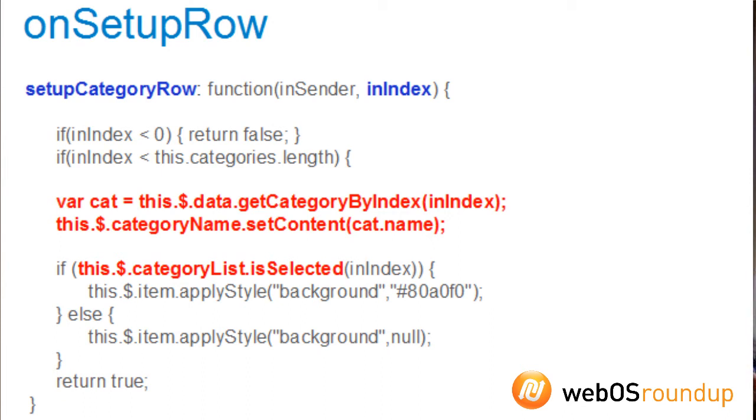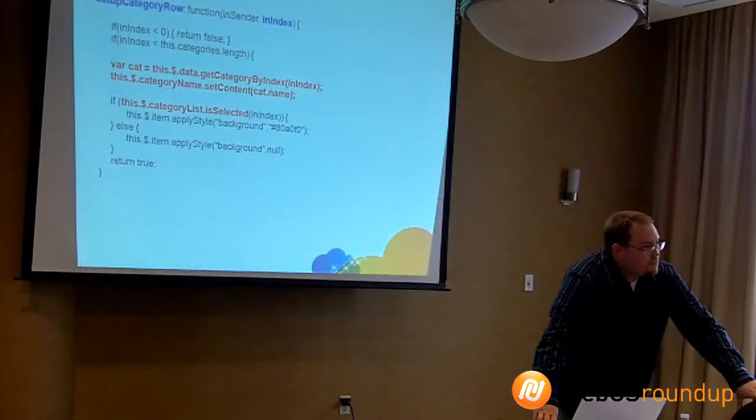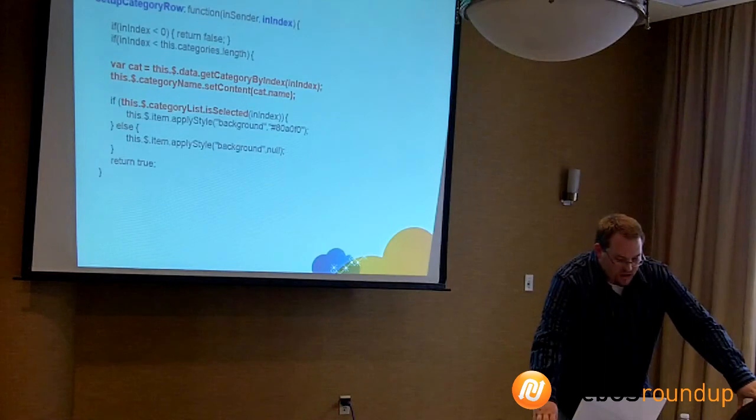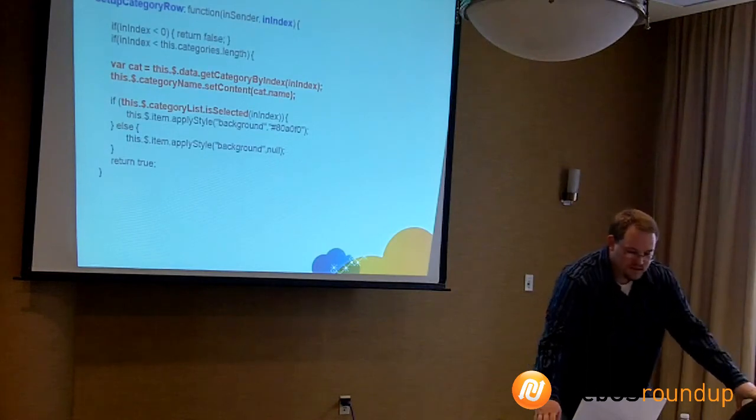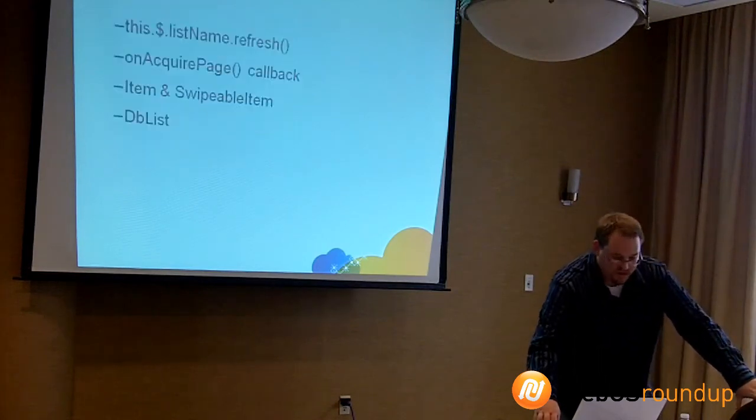I know it's a little messy, and I'm sorry, I should have gone over this more. So if it's supposed to be selected, all he's doing is using the applyStyle method to set the background color to yellow. Otherwise, he's changing the background to nothing.